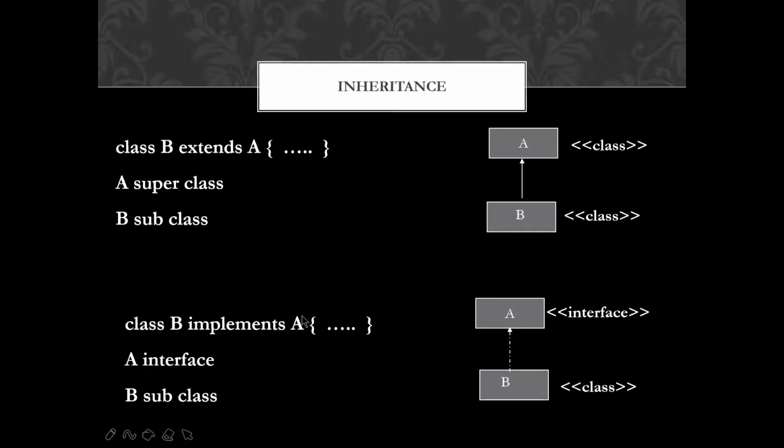So if you want to get the properties of interface A, then you need to use a keyword called implements, but if you want to get the properties of a class, then you need to use the extends keyword. Okay, and diagrammatically, here it is a solid line, here it is a dashed line. Why? Because we are getting the properties of the interface. Okay, so this is the way reusability can be achieved.